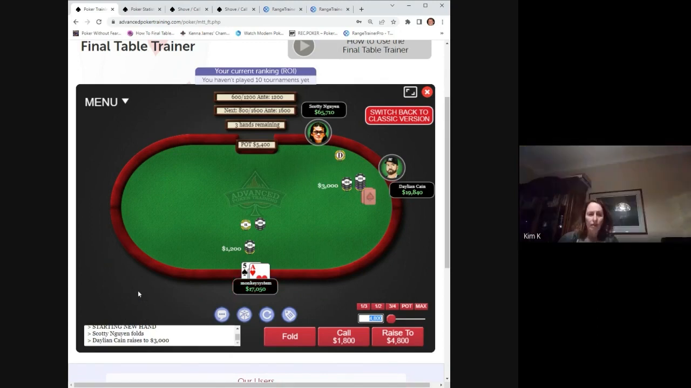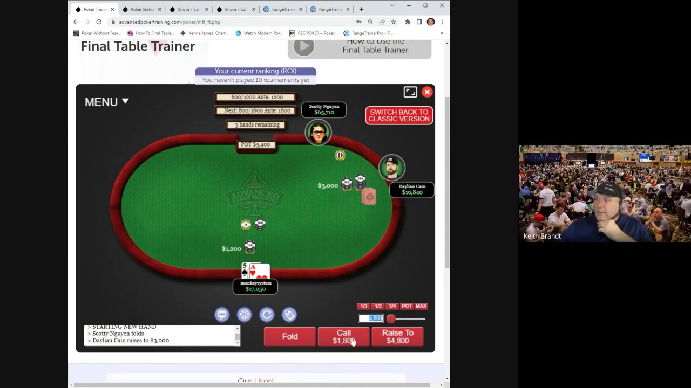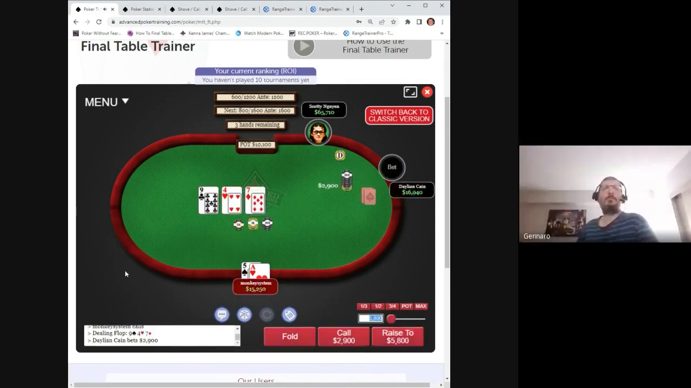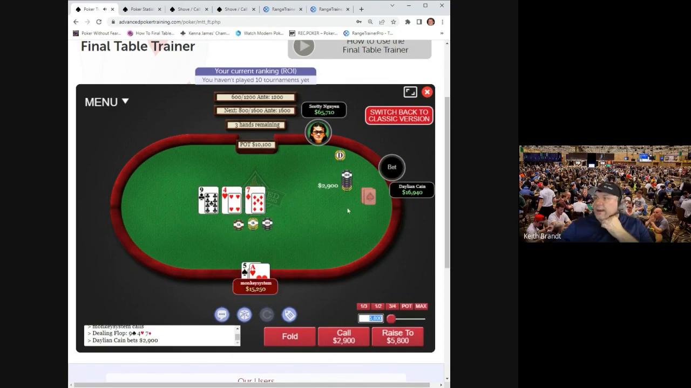Yeah. So with ace-5 offsuit, it says 32% jam, 68% call. All right, but it doesn't go with what you want, which is to fold. Let's go with the majority opinion. Call. And we get the garden variety C bet here.